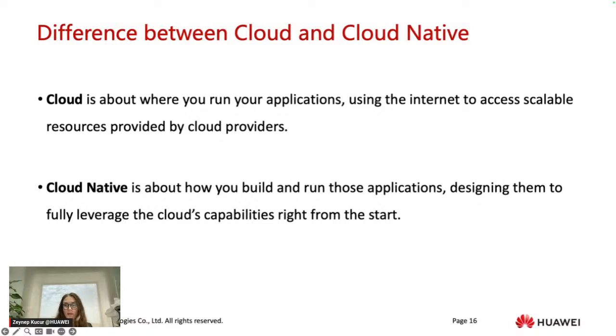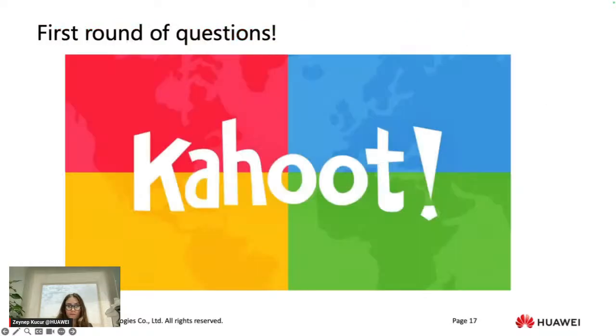So, if I sum it up, cloud is about where you run your applications, using the internet to access scalable resources. And on the other hand, cloud native is about how you build and run those applications, designing them to fully take advantage of the cloud's capabilities right from the start. So, cloud native isn't just about moving your applications to the cloud, it's about rethinking how you develop software to truly maximize the benefits that cloud computing can offer.